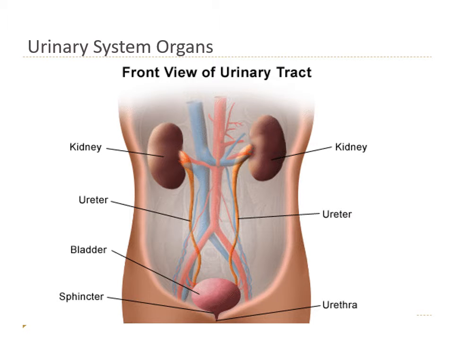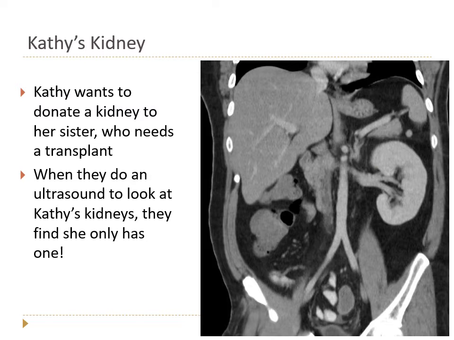So a brief overview of our urinary system organs. We have two kidneys, one on each side, shaped like kidney beans. Beans are named for the kidneys. Then we have ureters, which are tubes that lead down into the urinary bladder. We have a sphincter muscle that helps control the flow of urine, and the urethra is a tube that leads from the bladder outside of our body. So let's talk a bit more in depth about the kidneys.